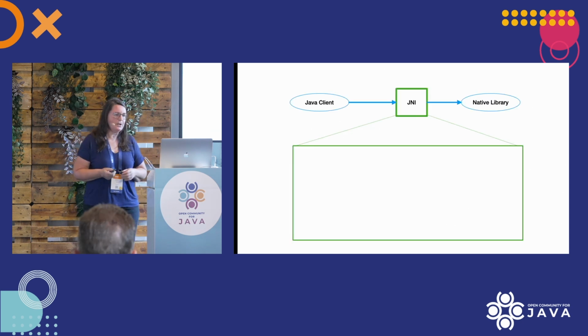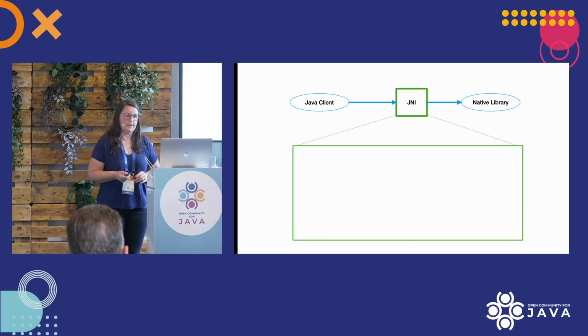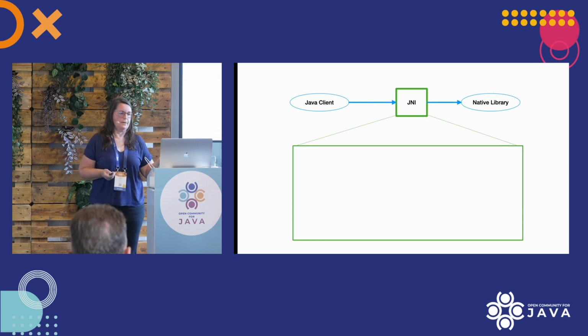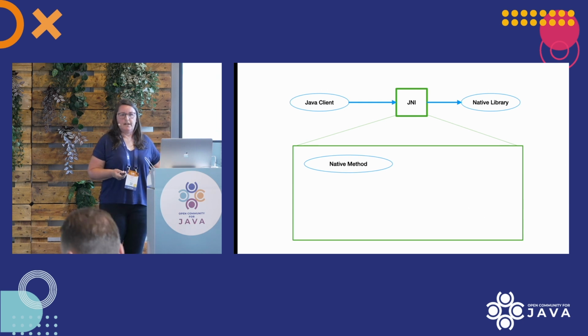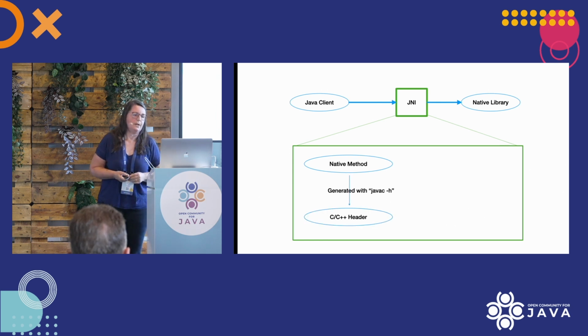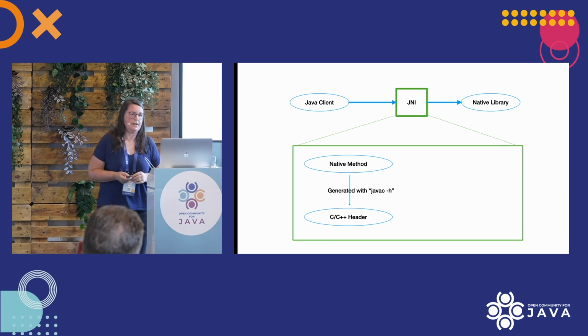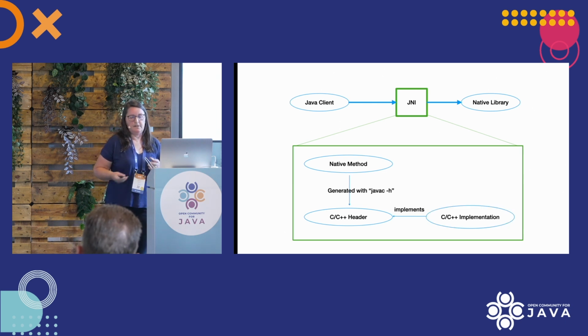Okay, so how does it go? You have the Java client that wants to talk to a native library. So what you do the JNI way: you, of course, as I said, declare a native method in your Java code, and then you can use a helper program, javac -h, to generate Java headers, C++ headers for you, or C headers. Then you have this header file where all the native methods are inside, and then you have to implement this in a native language, in this case C++.